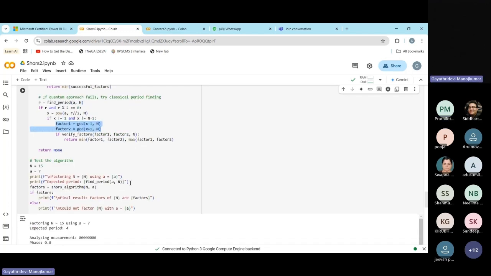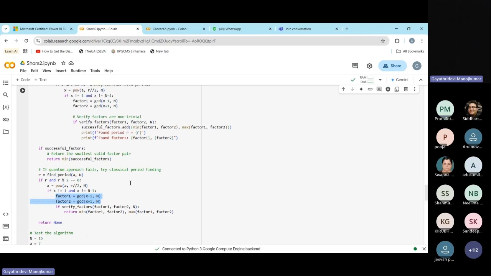So I hope that everyone understood the Shor's algorithm and its implementation. Now I wish to switch to the PPT part.